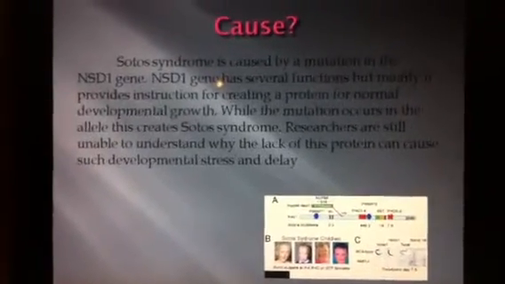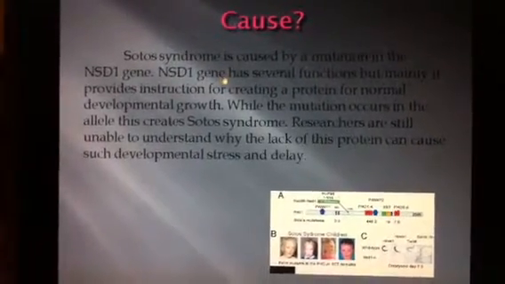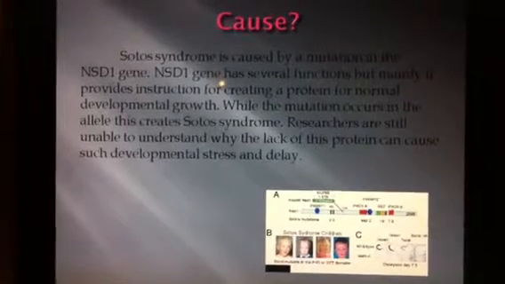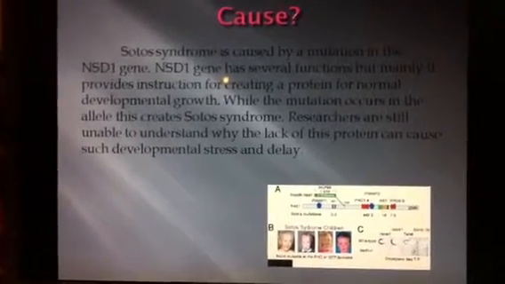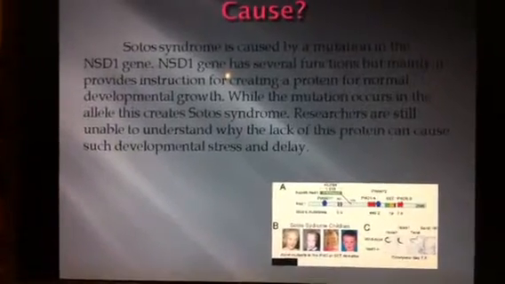Sotos syndrome is caused by mutation in the NSD1 gene. The NSD1 gene has several functions, but mainly it provides instruction for creating a protein for normal developmental growth.